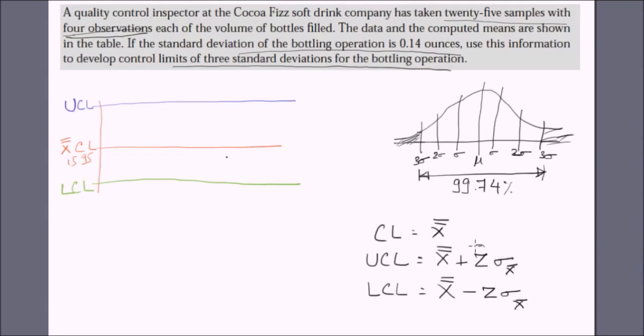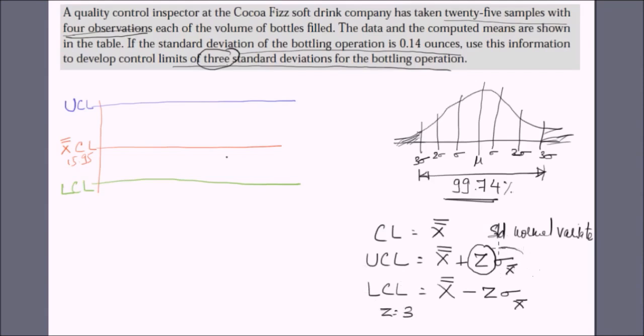Now what is Z here? Well, it is mentioned in the question that Z is the standard normal variate, and that is 3 in our case, in order to cover an area of 99.74 percent. So Z here is equal to 3.